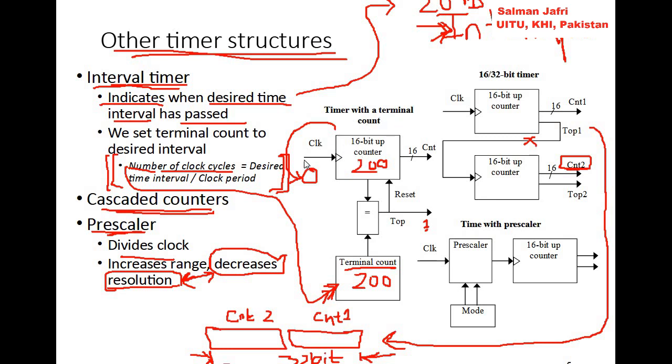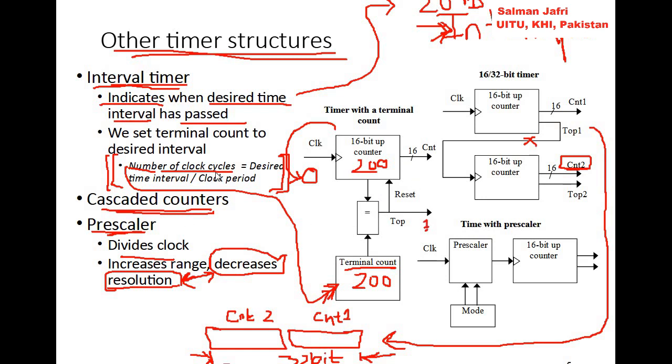This is an up counter with the clock and the count. Now this is a comparator, right? And this is a register that holds the terminal count value. So for example, if we want to count till 200 clock pulses, we set the terminal count to 200. The counter starts at 0, and when this becomes 200, this becomes true, right? And the counter is reset and top becomes 1 to indicate that the counter has overflowed. So this is one of the methods that we can use.